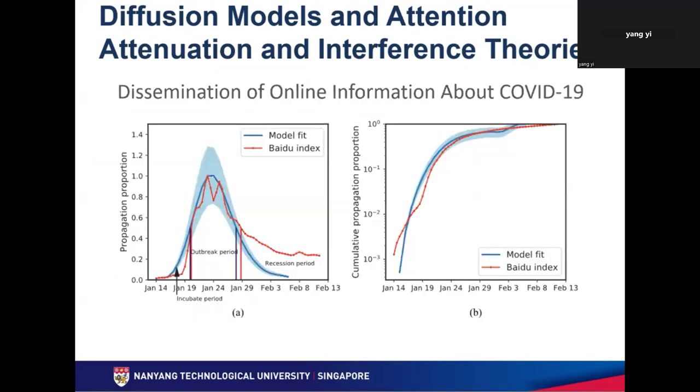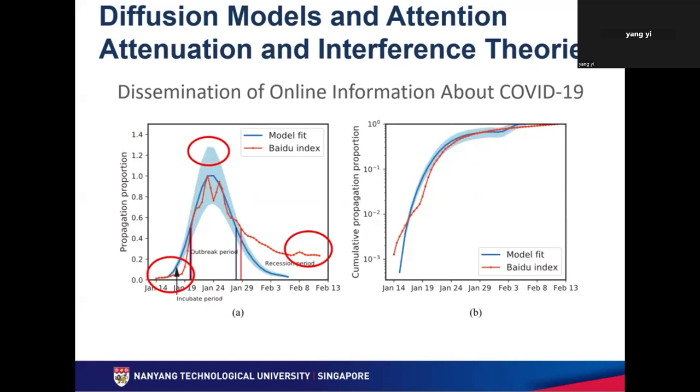Here they use a data set about people's opinions on COVID-19, about the travel ban of Wuhan, the first city where the virus spread. The data set is from Baidu index. The red line is the spread of the information from the real data, and they conduct 500 simulations. The blue line is the model and the blue shade is the 95% confidence interval. As you can see, the simulation results can capture the peak time, the start time and the recession period of the information spread.